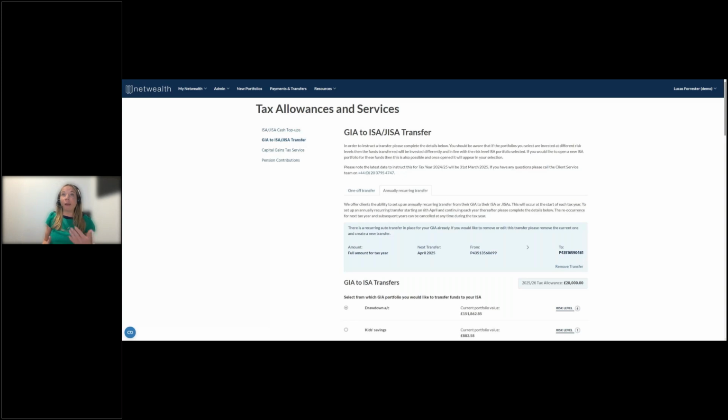So it's a really great way of ensuring that you're utilising those allowances each year, and it's slightly a no-brainer, making sure you're being as efficient as possible.